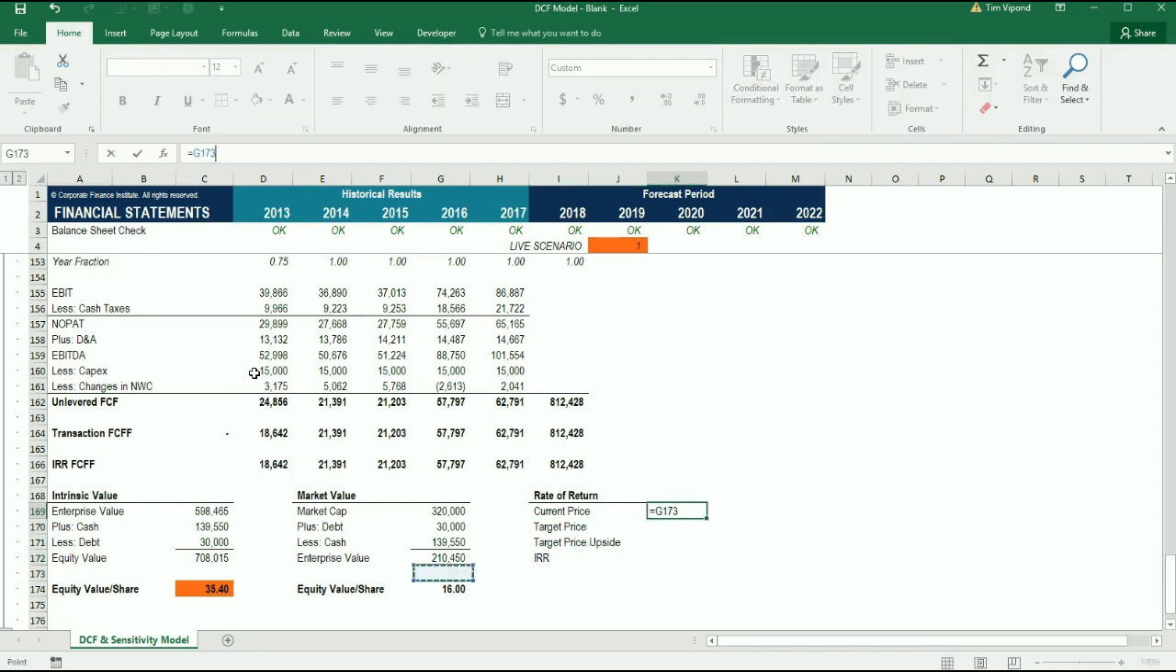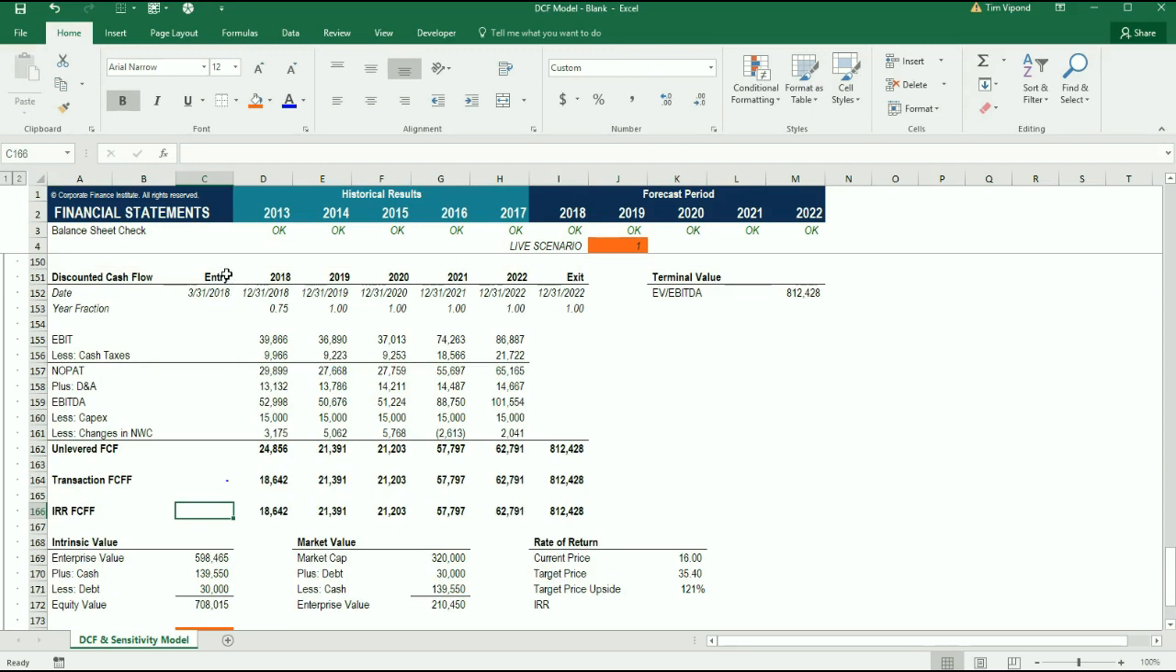The current price, once again, for ease of reference, I'm going to link here. The target price, as I mentioned, is the intrinsic value per share we believe the company is worth. So our target price upside is simply the target price divided by the current price minus 1. And that's 121%. But let's see what that is on a time-weighted basis if we use the internal rate of return.